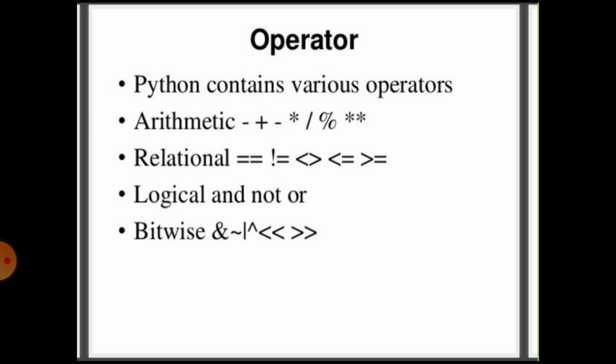Some more operators are bitwise operators. Bitwise is new for you all, so we will discuss it in the next chapter. There is the bitwise and operator, bitwise not, and bitwise or. These are the right shift operator and the left shift operator. These are the operators supported by Python.